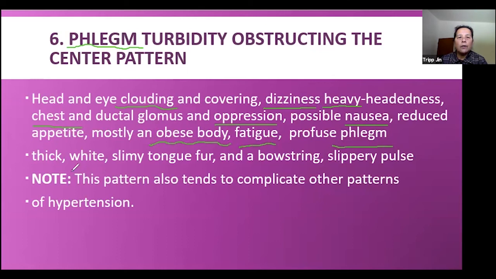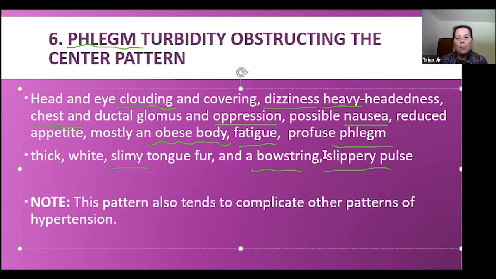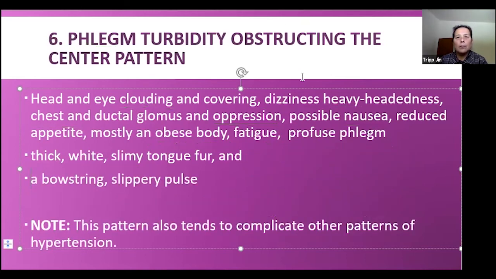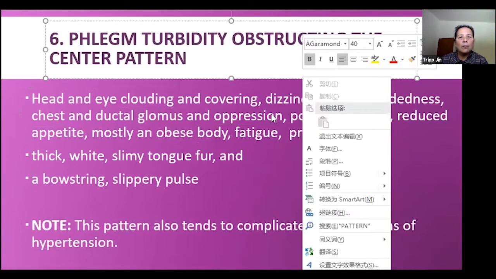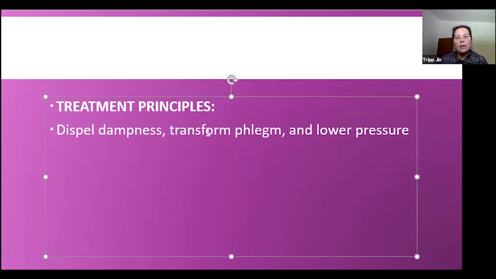If we look at the tongue, it's more moist in there, and sometimes greasy. And the pulse may be slippery, maybe a sleepy pulse. So that's because of phlegm inside. This pattern is still possibly combined with other patterns. So that's for the phlegm pattern. Treatment principle: dispersing dampness, transforming phlegm, and lowering blood pressure.